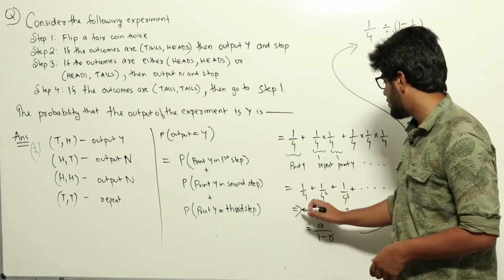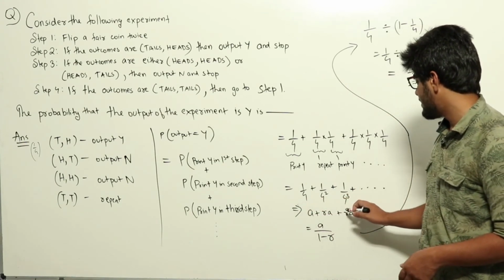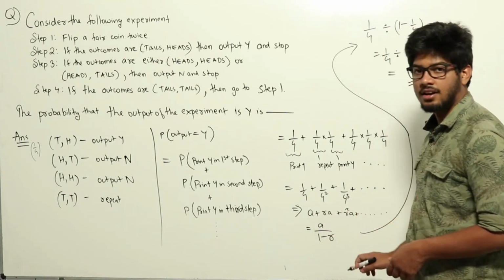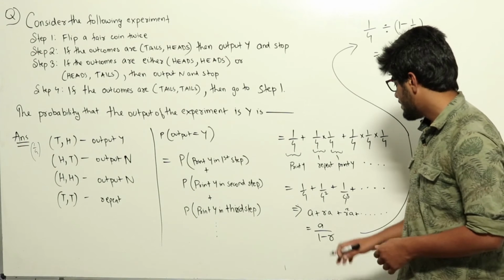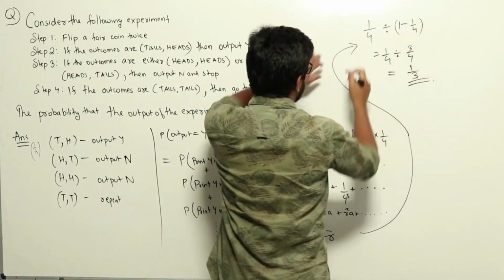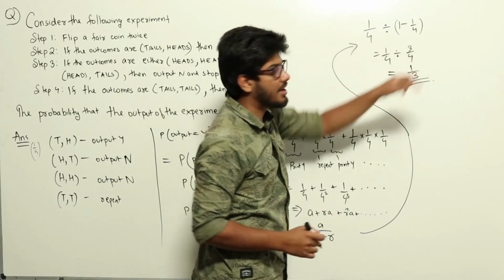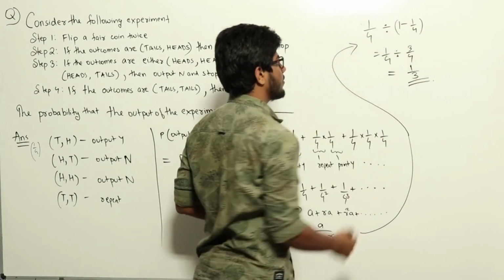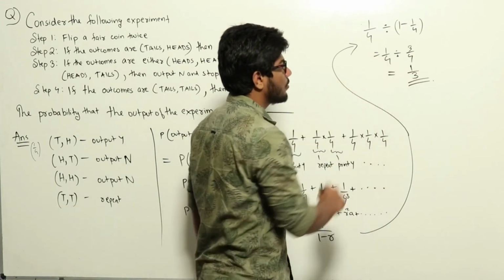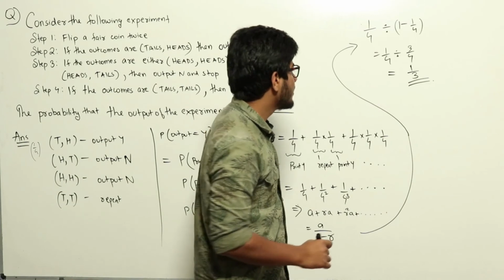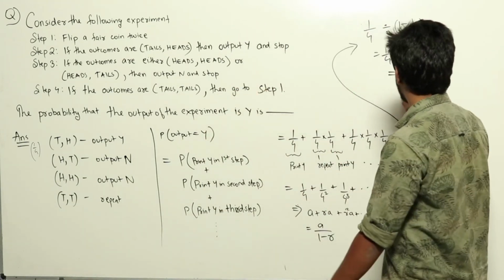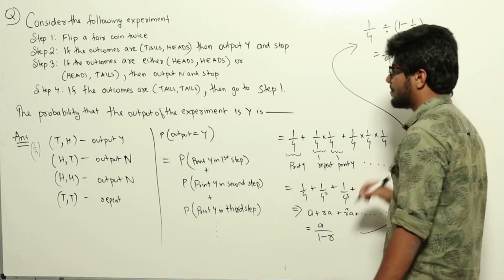That is the same as the geometric series A plus RA plus R square A, etc. Now the sum of this series will be A by 1 minus R, since R is less than 1. So I have rewritten that here. The sum of the series is A by 1 minus R. A was 1/4, R also was 1/4. Now that's equal to 1/4 divided by 3/4, that is 1/4 into 4/3, that is 1/3. So for the question the answer is 1/3 or 0.33. That's the answer here.